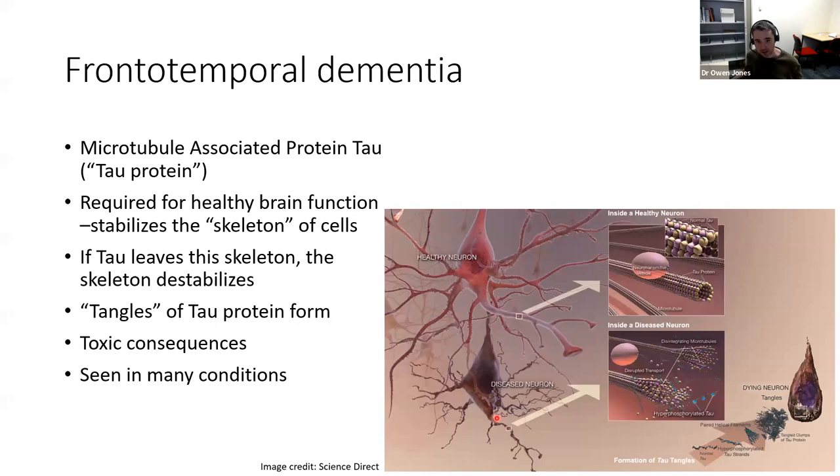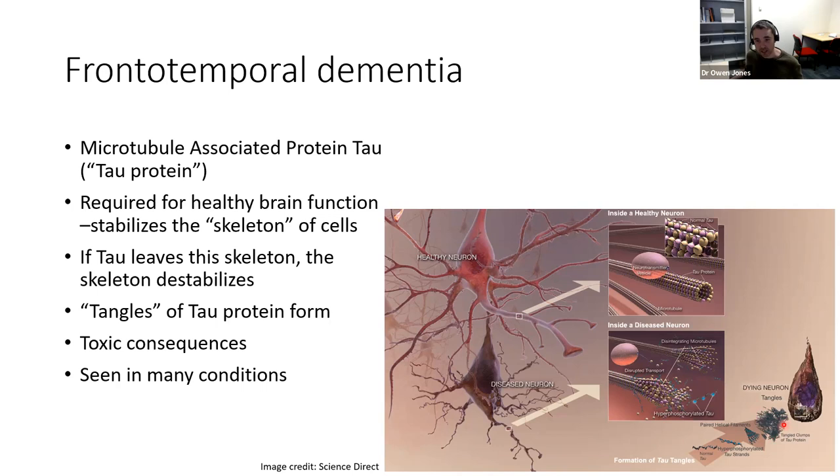And also, that tau protein, now that it's left the cell skeleton, what does it start to do? Tau protein starts to form aggregates. It starts to clump together and form these tangles, these tangled clumps of tau protein that eventually will have toxic effects on the cell. And these tangles are hallmarks of Alzheimer's disease, also very commonly seen in frontotemporal dementia, also seen in a lot of other neurological conditions aside from dementia. So for example, temporal lobe epilepsy is associated with the formation of these tangles. Traumatic brain injury is associated with the formation of these tangles.